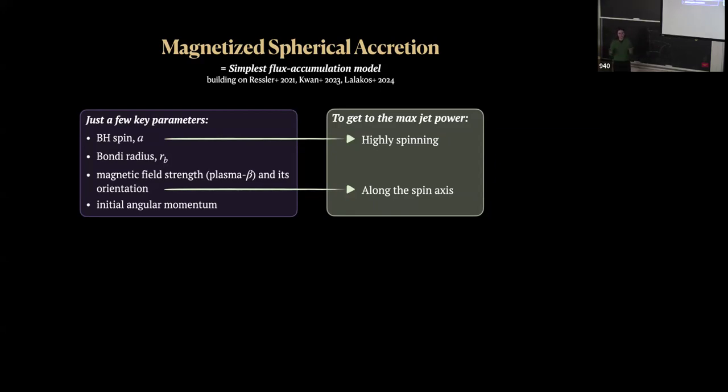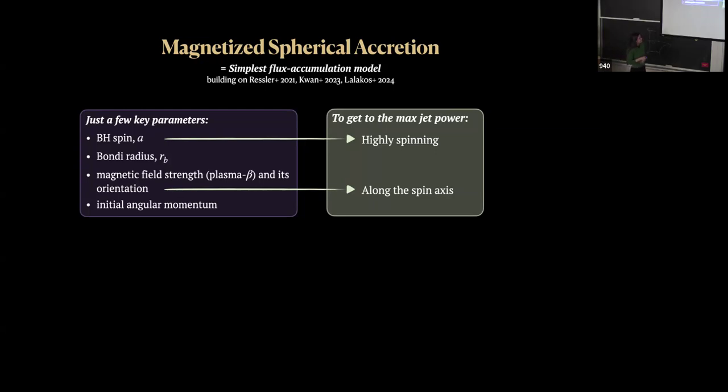And this is not something new that we studied. It's been studied recently with numerical simulations in different works, but we found that the results seem to be incompatible with each other and in different parameter regimes. So we tried to unite these results in this study. This Bondi spherical accretion with magnetic field has just a couple of free parameters. It has the black hole spin, the Bondi radius of this ambient medium, so pressure, temperature, and also magnetic field strength, plasma beta, and maybe its orientation, and initial angular momentum.